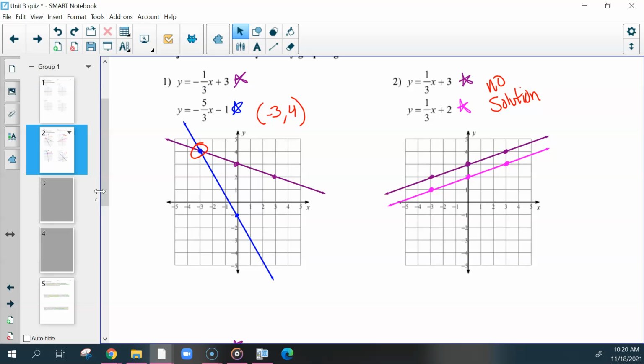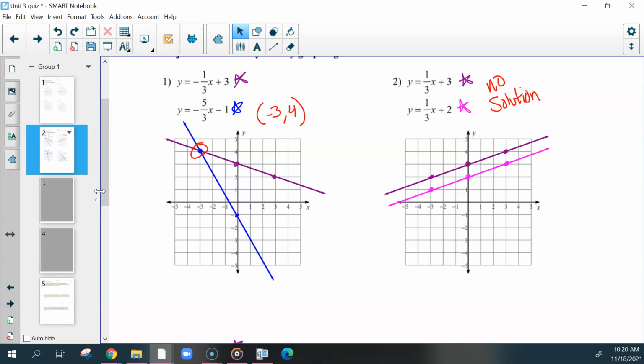Make sure you guys have arrows because lines go on forever and ever in both directions, so they should always have arrows. Number 2, when you got these, they should have both looked similar. Both have the same slope, just different y-intercepts. They shouldn't have intersected at all, so that would have been no solution.